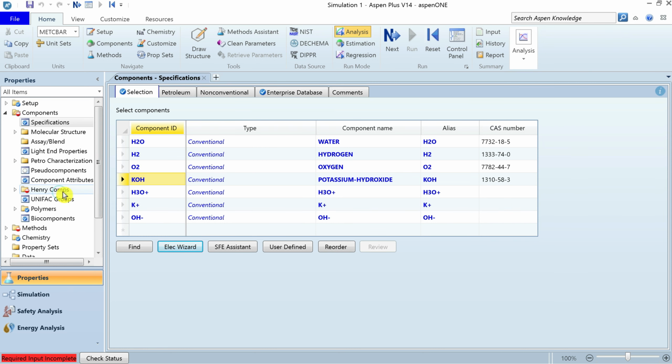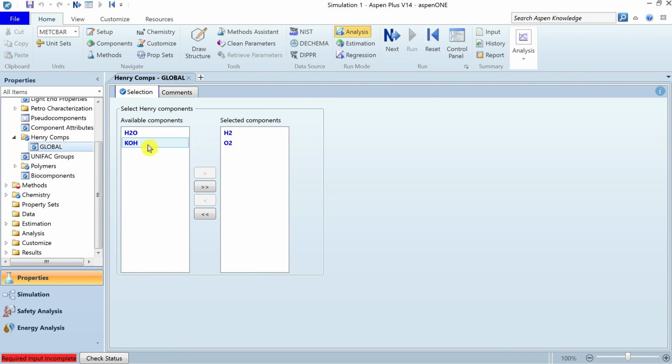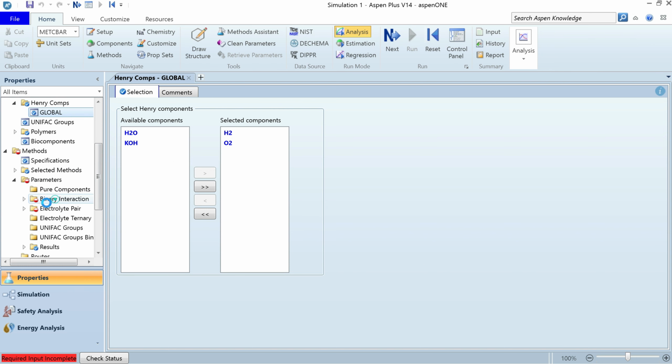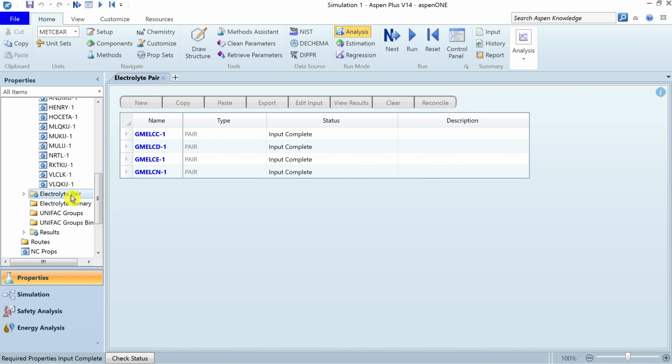Let's have a look at the Henry's components. Henry's components for this case are hydrogen and oxygen, whereas water and potassium hydroxide are liquid phase components. Let's have a look at the methods tabs. In the parameters section, in the binary interaction parameters, everything is defined now, and the electrolyte pair parameters are also defined. All specifications have been provided, so click run to run the properties environment. Results are available. Let's save this file before entering the simulation environment.